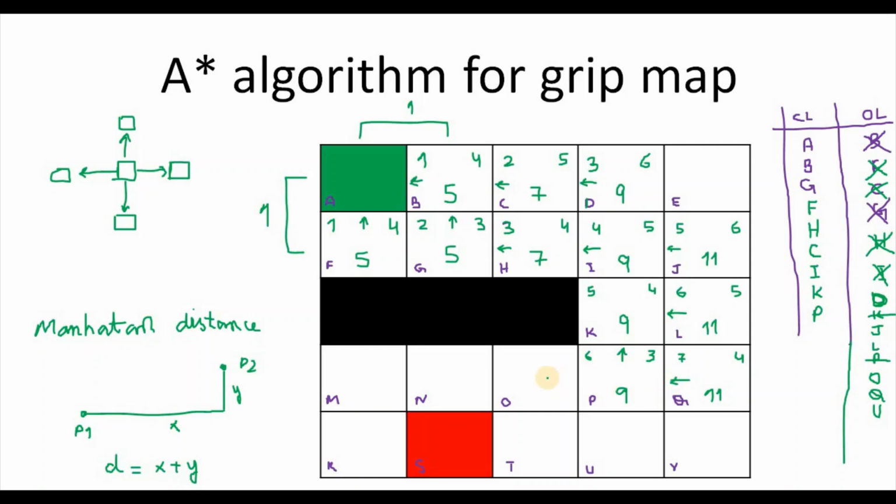Now we calculate the G cost of node O, which will be 6 plus 1, 7. Its H cost will be 1, 2. And the total F cost will be 9. And its parent is this one. And for node U, 6 plus 1, 7 will be the G cost. The H cost will be 1, 2. And the F cost will be 9. And the parent will be P.